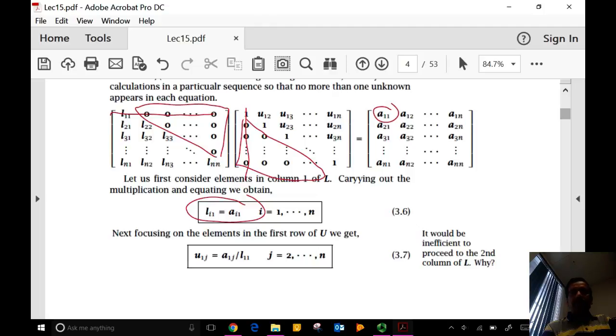Next, if you take the second row with the second column, what happens? You'll be in trouble, right? Because you'll have L21 times U12 plus L22 equal to 0. All three of them are not known, right? So what should you pick? Second row and first column. Then that will give you L21, and everything else is multiplied by 0. That must equal A21.